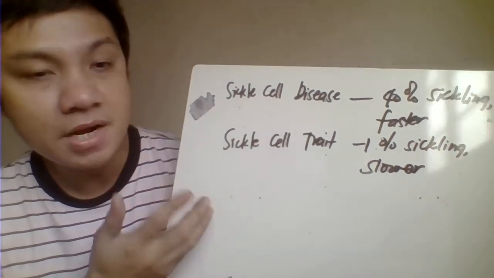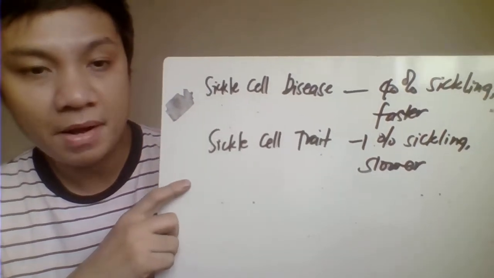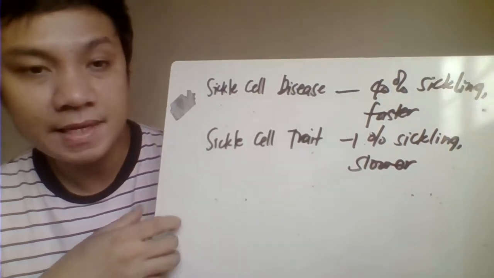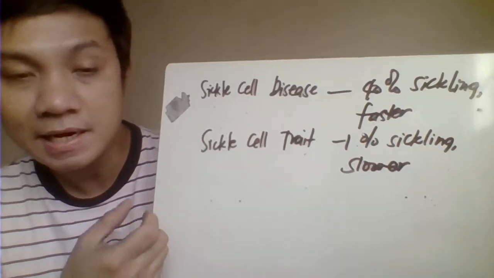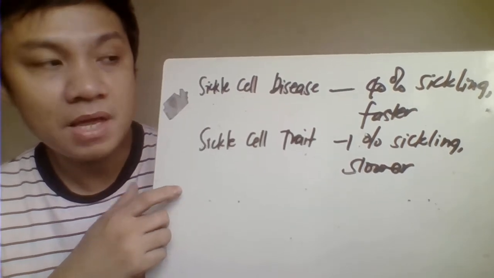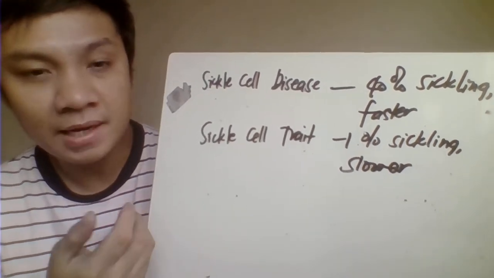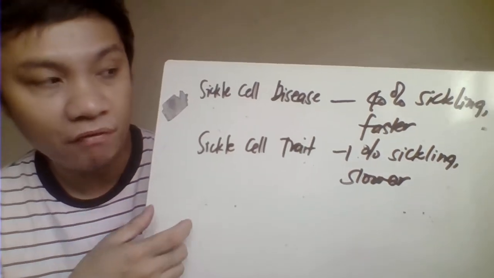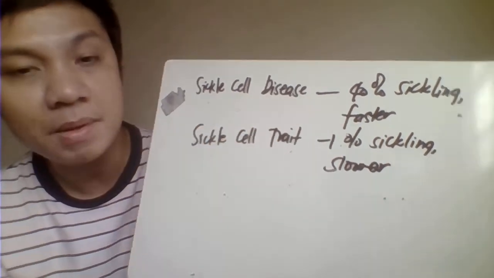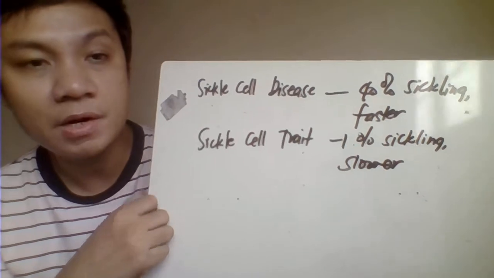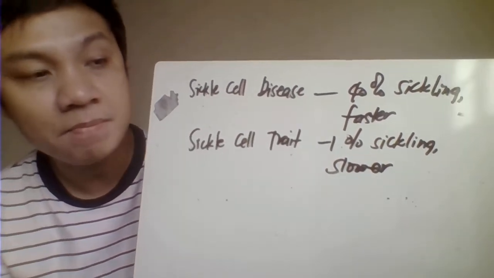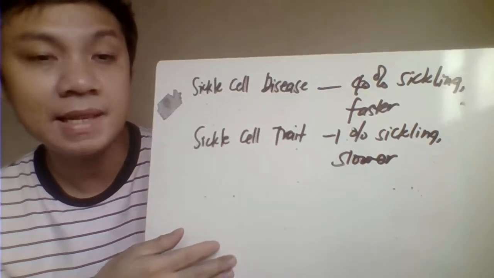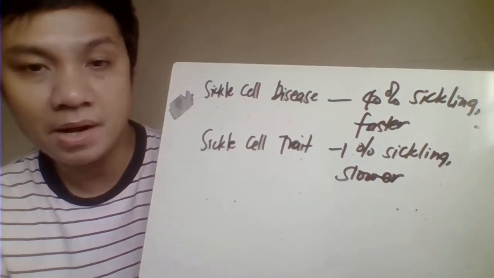Okay, then based on your sodium metabisulfite test, you could also classify whether that is sickle cell disease or a trait, based on the sickling process and at the same time on the rate and the percentage of the red cells having abnormal morphology. So in disease, approximately 40% of the red cells would have the C or the S shape, whereas in sickle cell trait it is only less than about 1%. It is a slower sickling process.